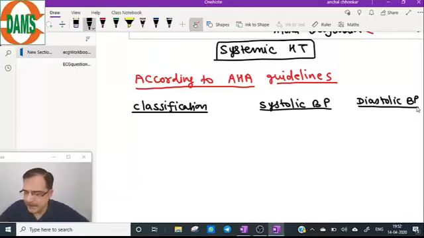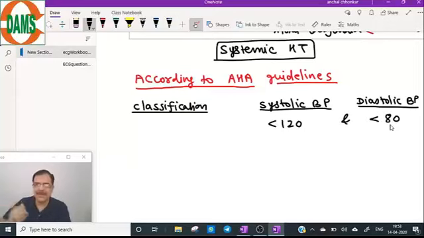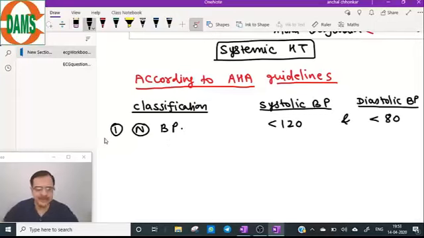And diastolic BP. So according to this classification, systolic BP and diastolic BP: if the systolic BP is less than 120 and diastolic BP is less than 80, this is a normal blood pressure. First classification. Both criteria should be fulfilled, less than 120 and less than 80.